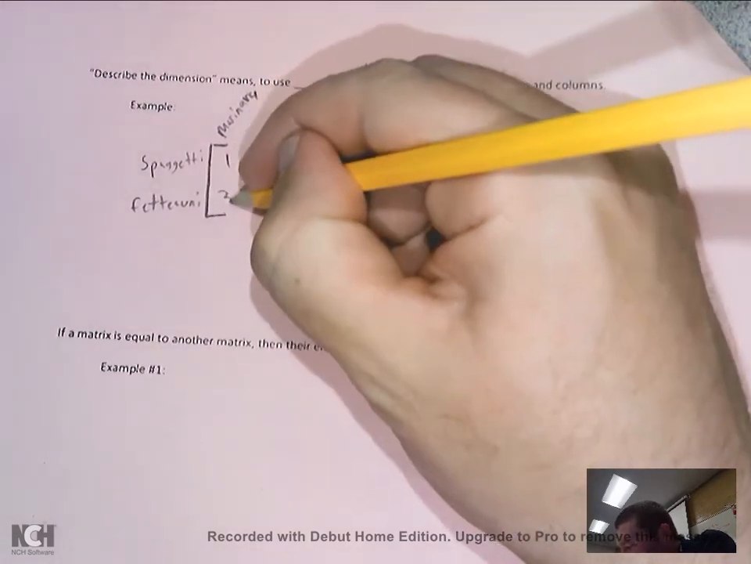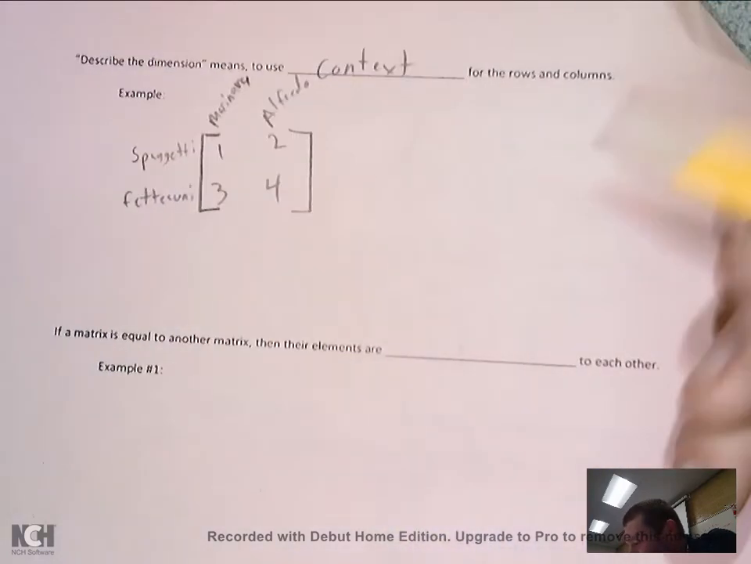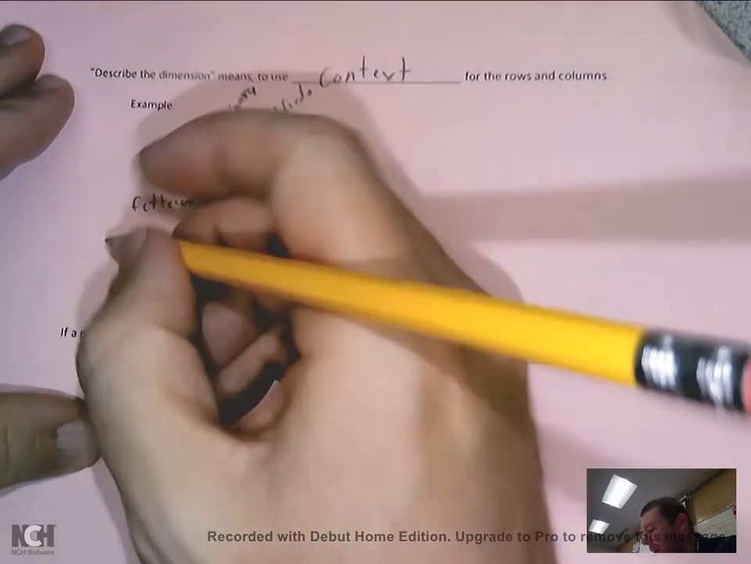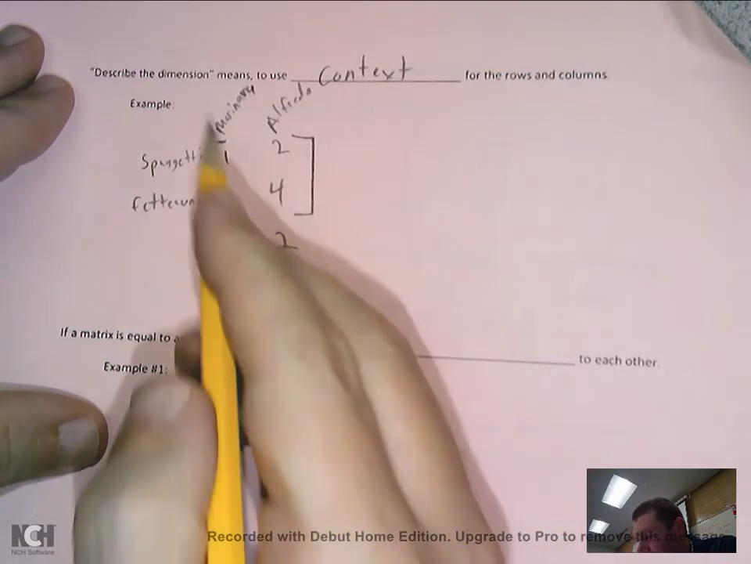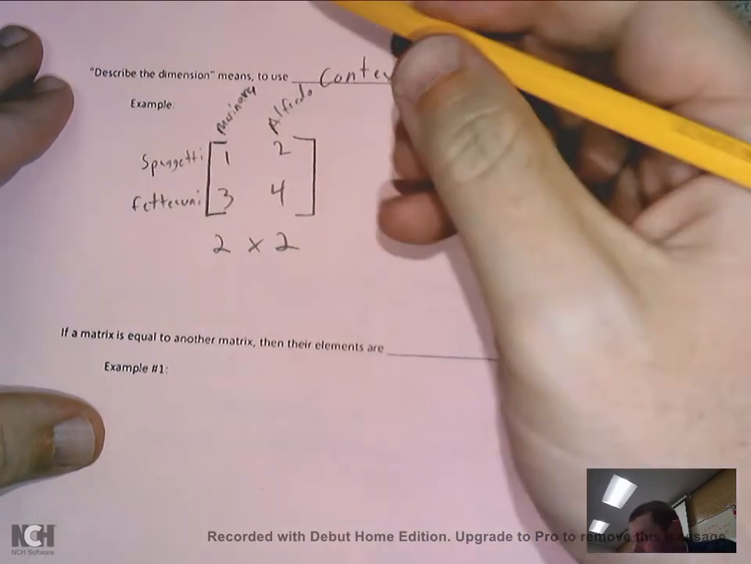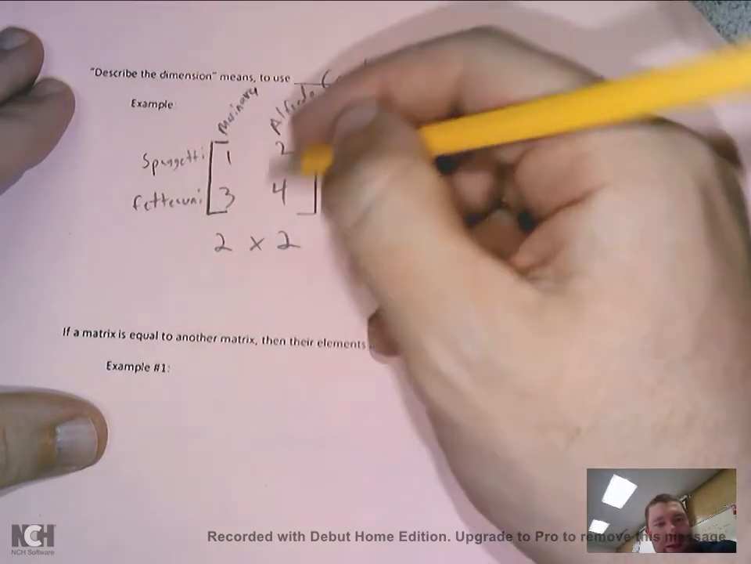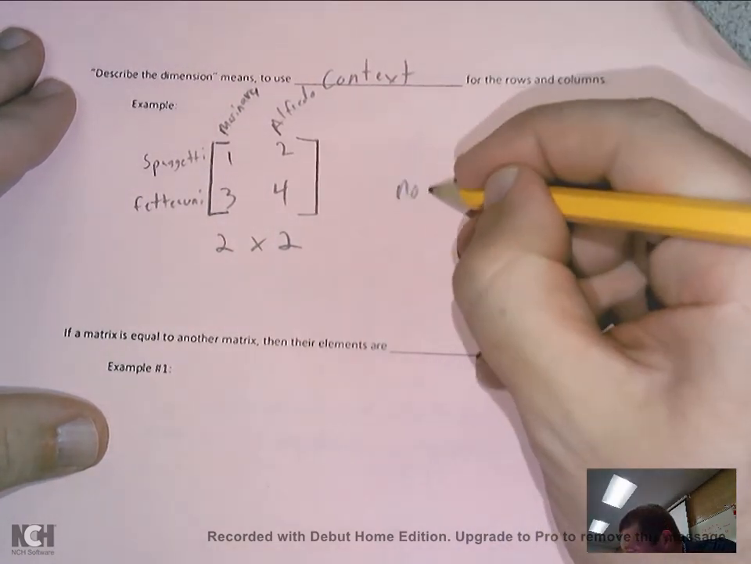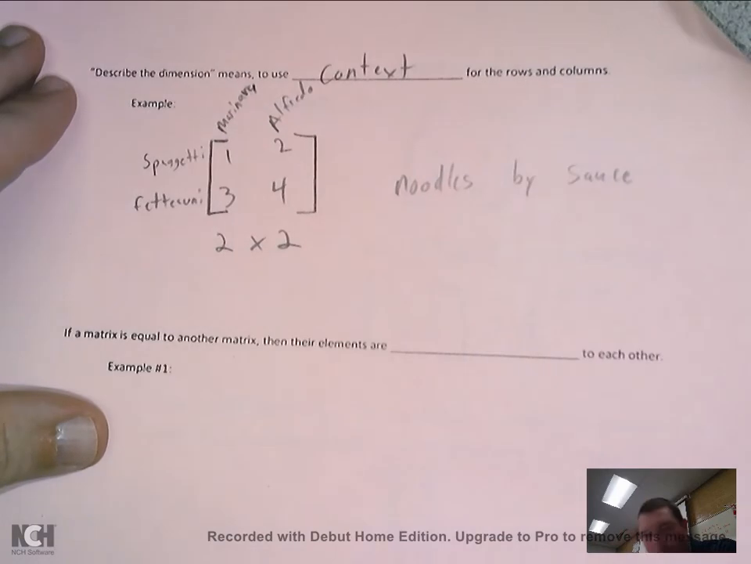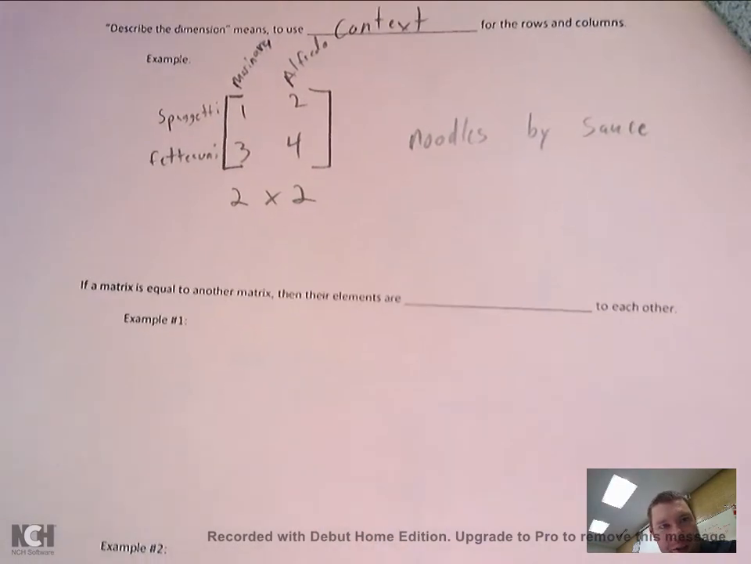Okay, so there's my matrix. So that is a 2 by 2, and again, matrices are always expressed row, then column. So this is a 2 by 2 matrix, right? There's 2 rows by 2 columns. And what it wants me to do to describe those dimensions is just say what the rows are representing by what the columns are representing. So it'd be noodles by sauce, basically. That's not going to come up too often, but it might come up in this introductory part.